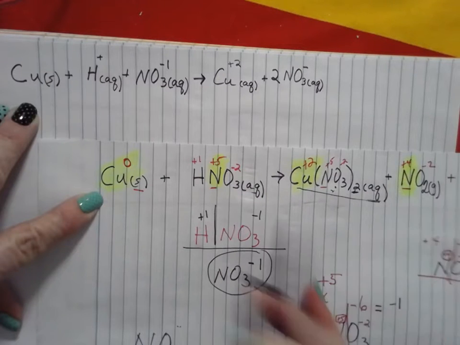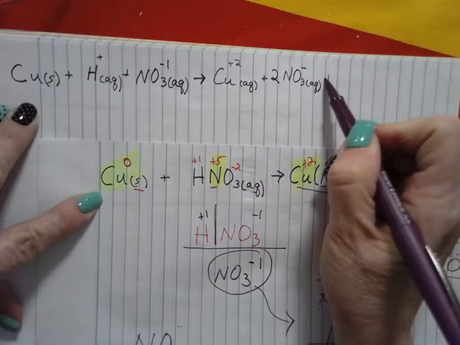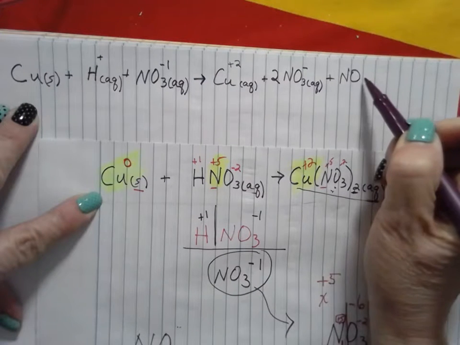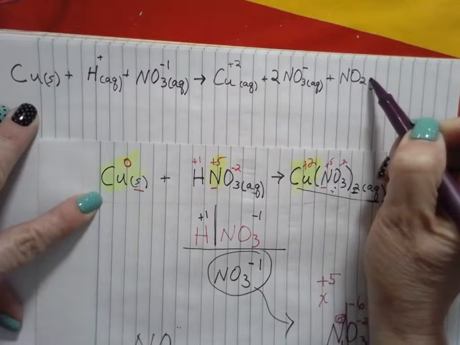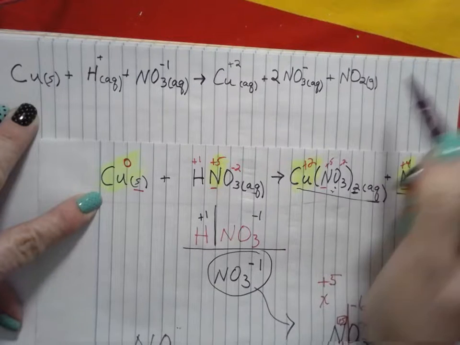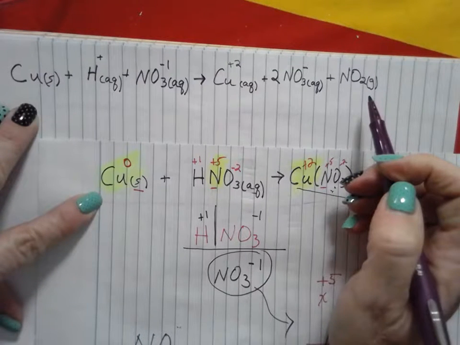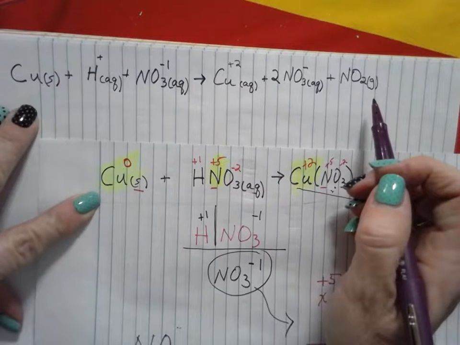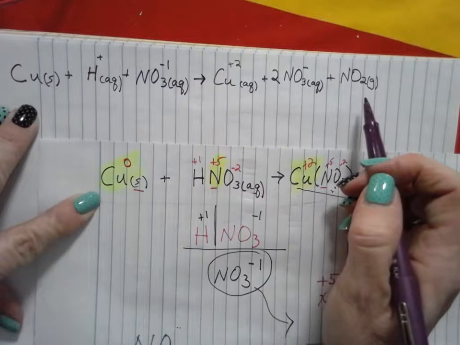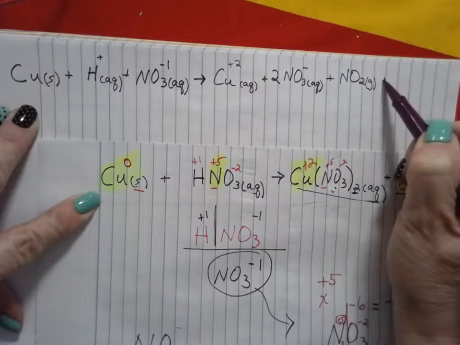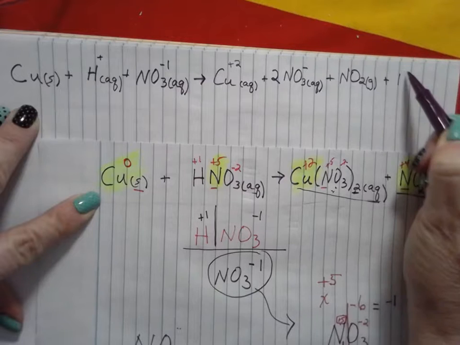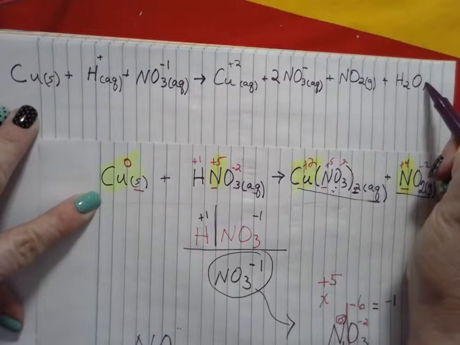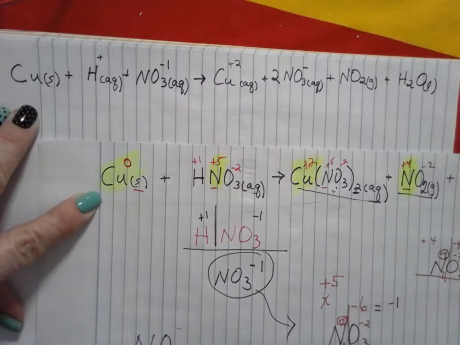Now this nitrogen dioxide, or nitrogen 4 oxide, is left together because it's not floating in aqueous form. It's a gas, and any kind of gas is going to bubble out of your liquid. And then we've got water in the liquid form, so we just write it like that.